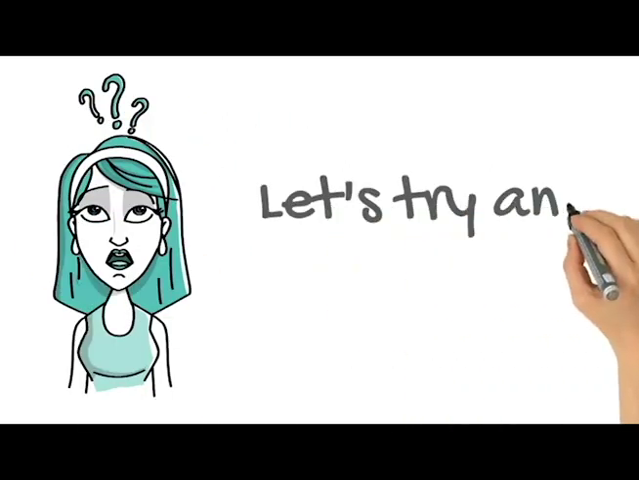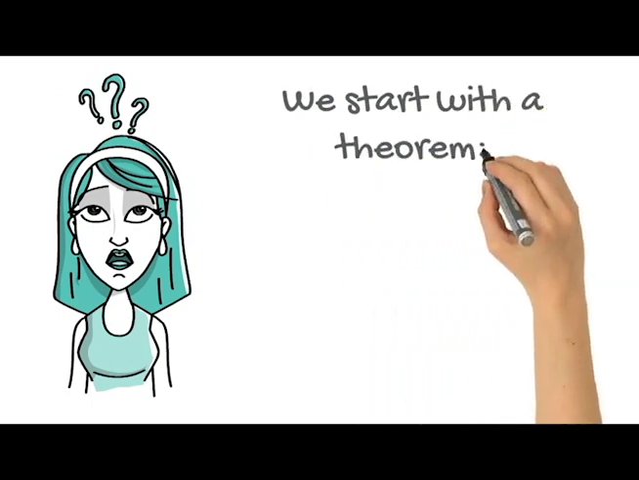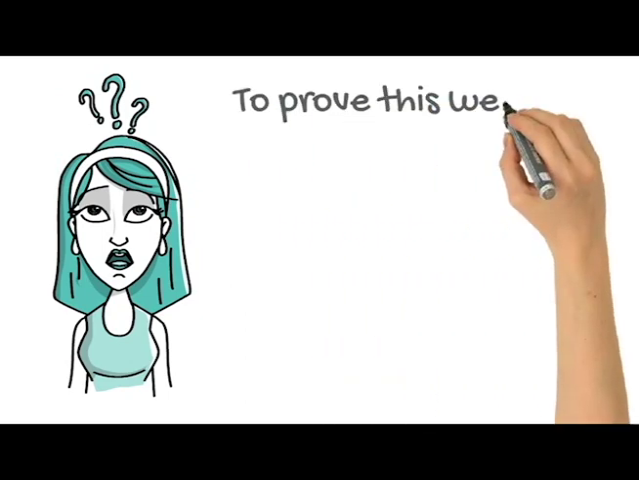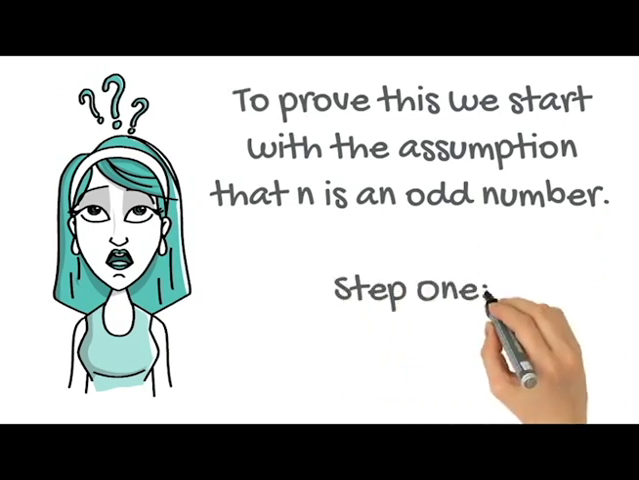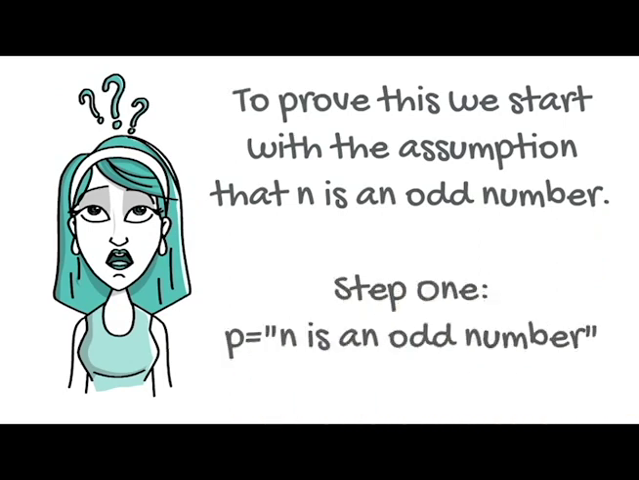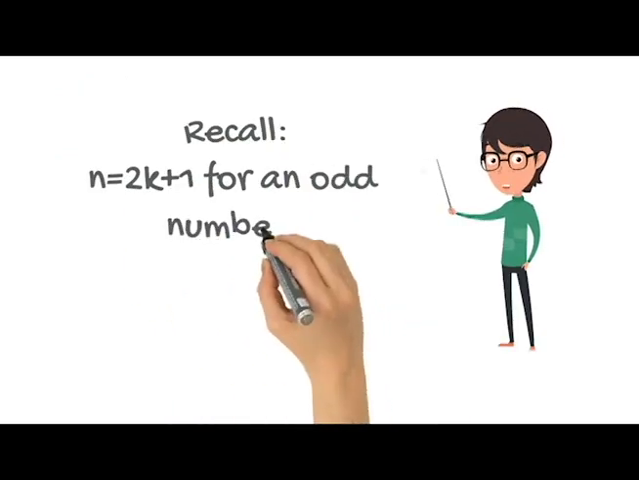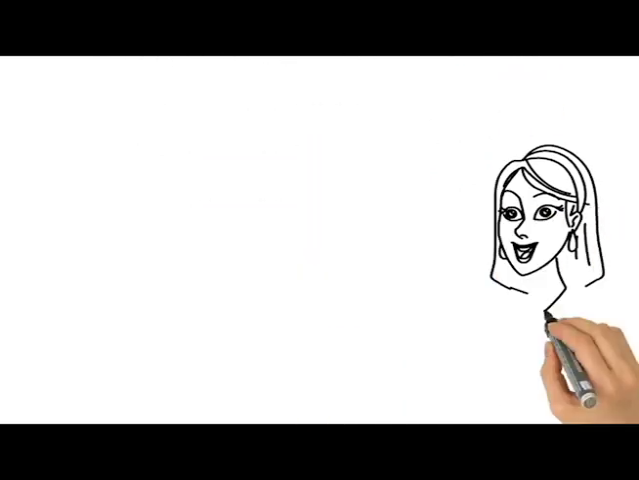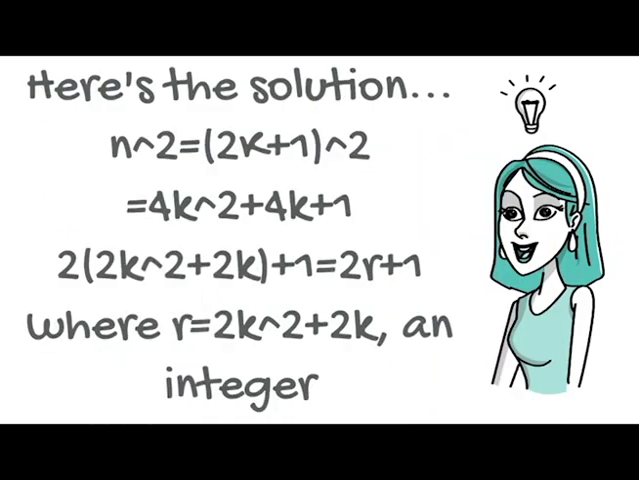Let's try an example. We start with a theorem: if n is an odd number, n squared is an odd number. To prove this, we start with the assumption that n is an odd number. This is our P. Our Q would be what we are proving, which is n squared is an odd number. To start proving this, recall that n equals 2k plus 1 for an odd number. We can plug this into the formula n squared.